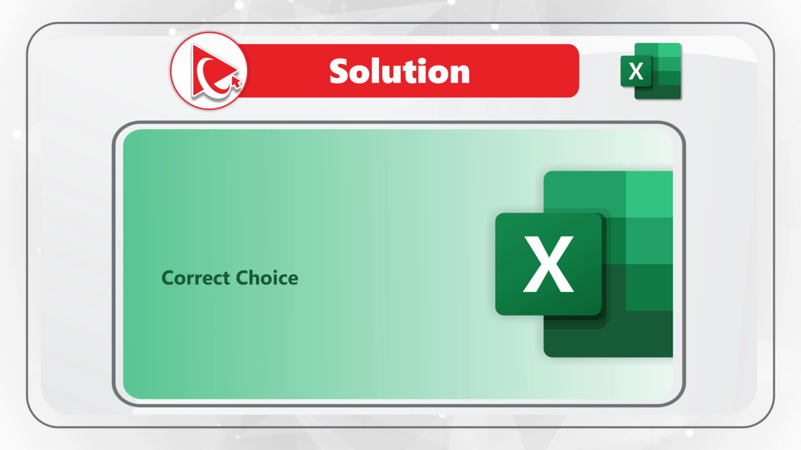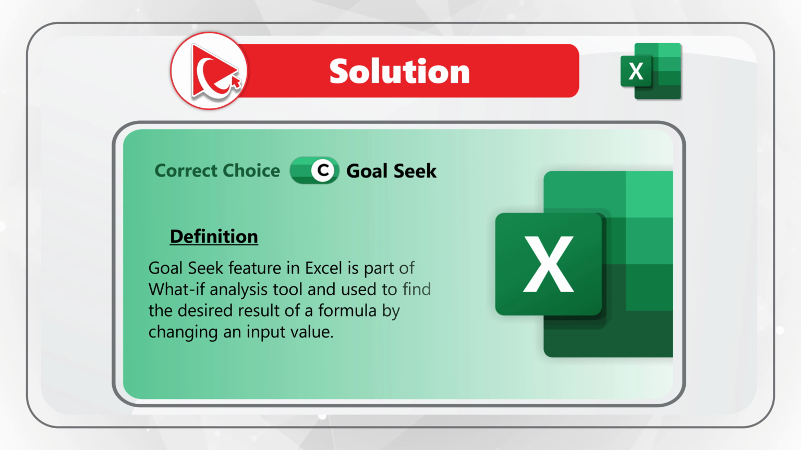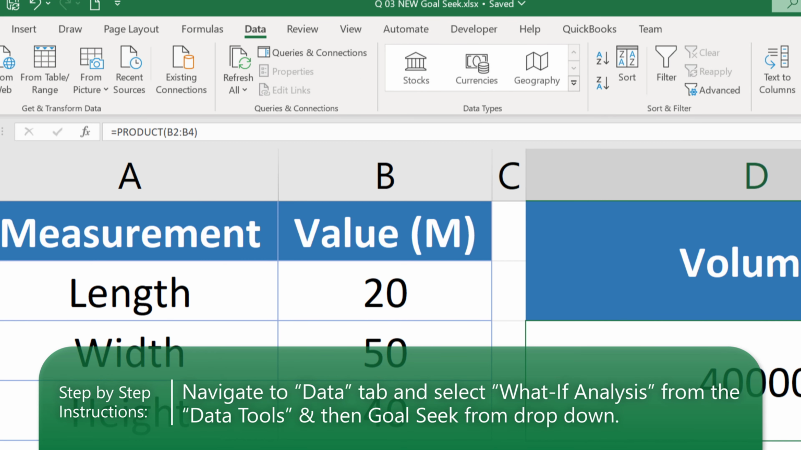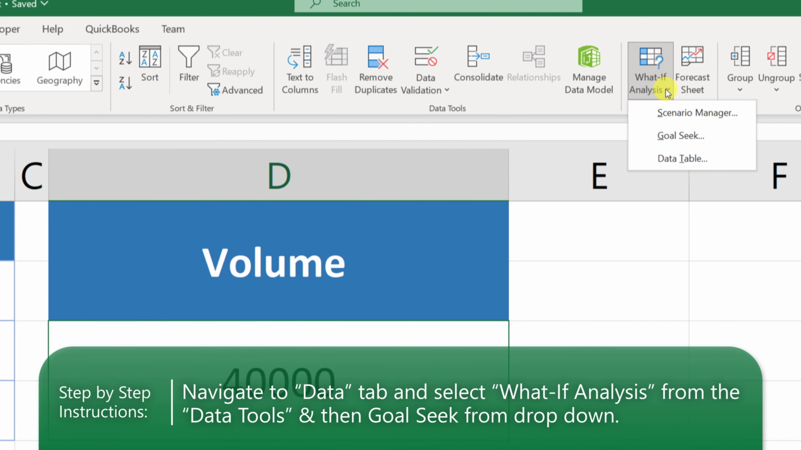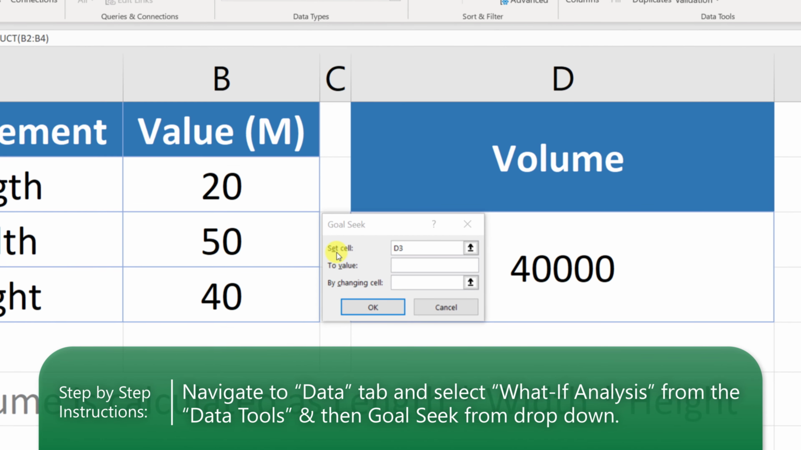I believe that the best way to solve this challenge is to use the Goal Seek feature of Microsoft Excel. Goal Seek feature in Excel is a part of the what-if analysis tool and is used to find the desired result of a formula by changing the input value. Goal Seek can be accessed on the Data tab in the Forecast section in the Excel ribbon under the What-if Analysis button. After you access the Goal Seek feature, you're presented with the dialog box.